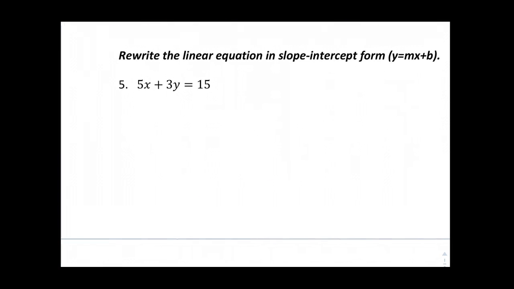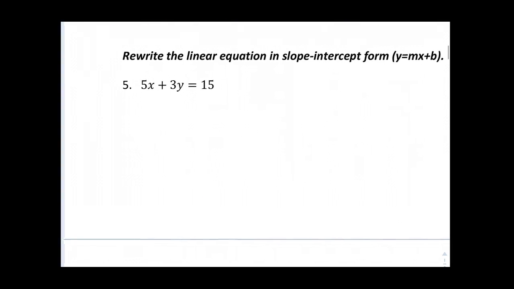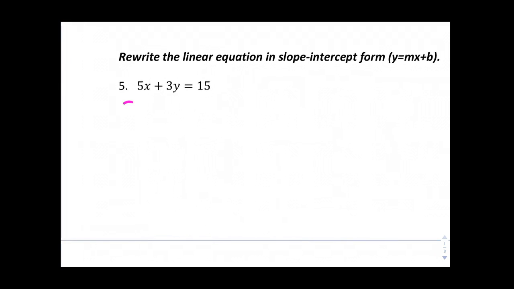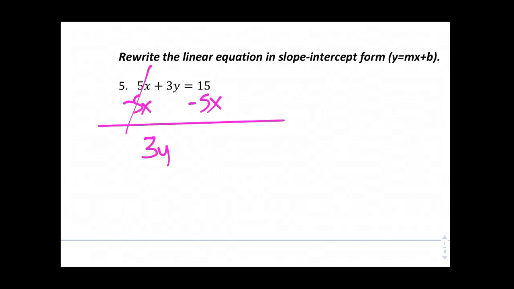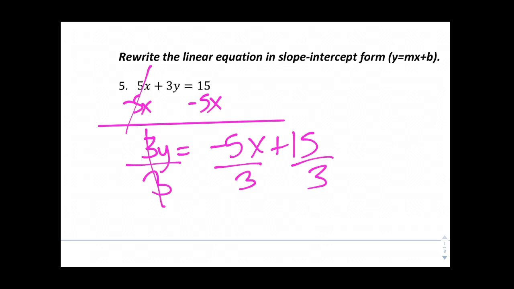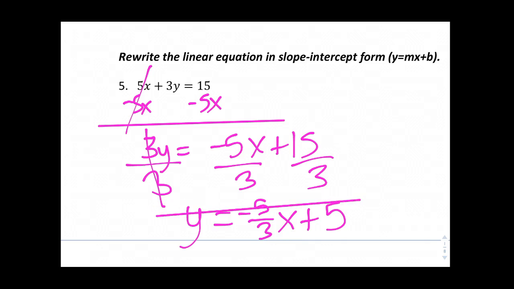Right here it says rewrite the equation in y equals mx plus b form. So I'm going to go ahead, I'm going to subtract 5x, I'm going to subtract 5x. When I do that, I get 3y equals negative 5x plus 15. I'm going to divide by 3 to get the y by itself. When I do that, I divide to each little piece. Y equals negative 5 over 3x plus 5. It's okay that there's a fraction there. That's totally fine. It's allowed.